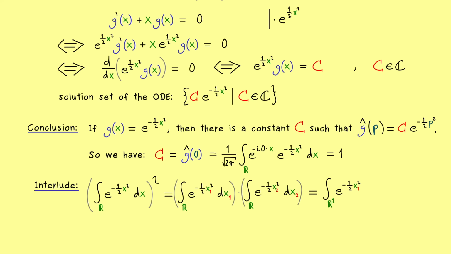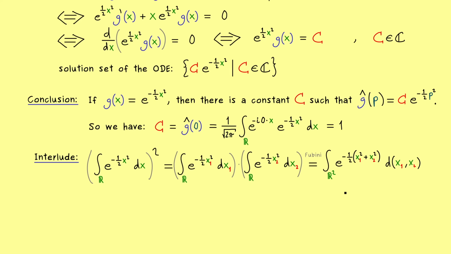So now we integrate over R2, and we can also bring the two exponential functions together. And this is exactly why this trick works, because now in the exponent we see that we have the standard Euclidean norm in R2. So we can just apply a change of variables for the integral and go to polar coordinates.